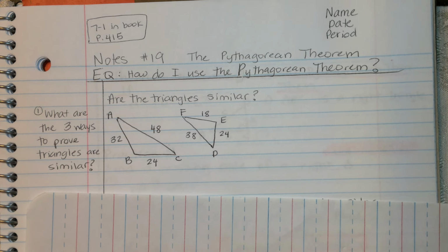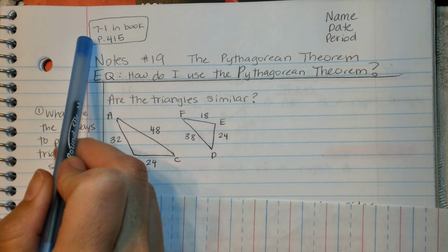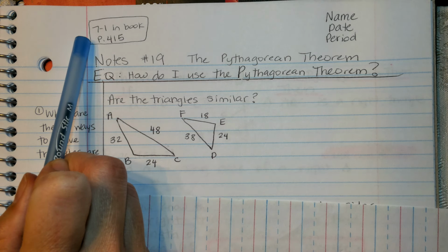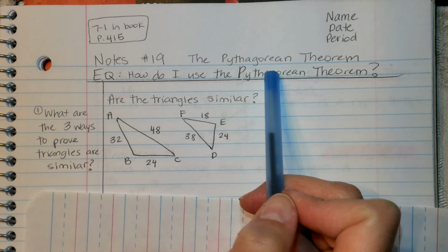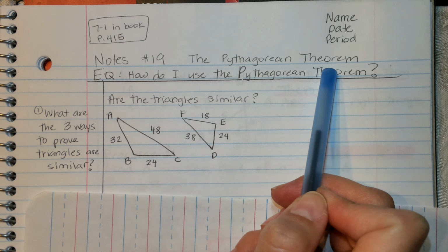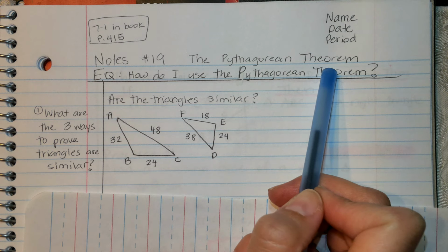All right, these are our second set of notes for this week, notes number 19. We're skipping ahead to 7-1 in the book, and that's page 415. So we are going to be learning about the Pythagorean theorem and its converse. The converse just means you're basically saying it backwards, sort of.